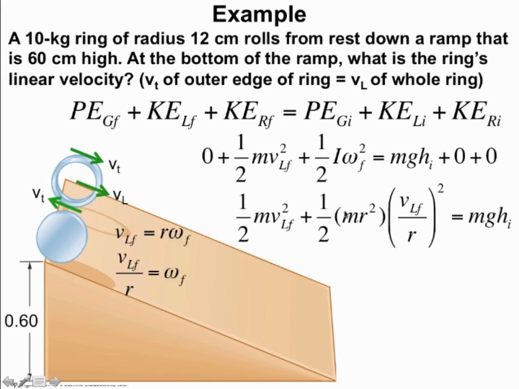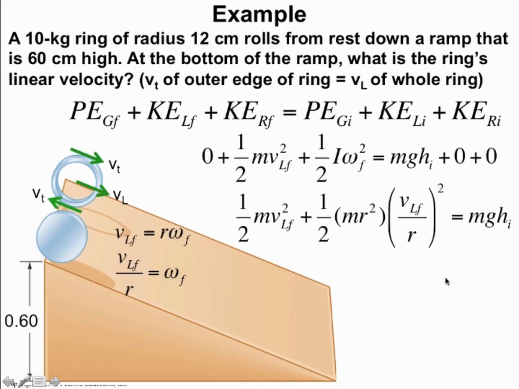Why does 1/2 I omega F squared become 1/2 mr squared VLF over R squared? Because mr squared is your I. mr squared is your moment of inertia for a ring. Now if you go back to the diagram that you should have faithfully copied earlier in this video, you'll see that the moment of inertia for a hoop or ring is mr squared. And we replace omega F with VLF over R, and so we have this expression.